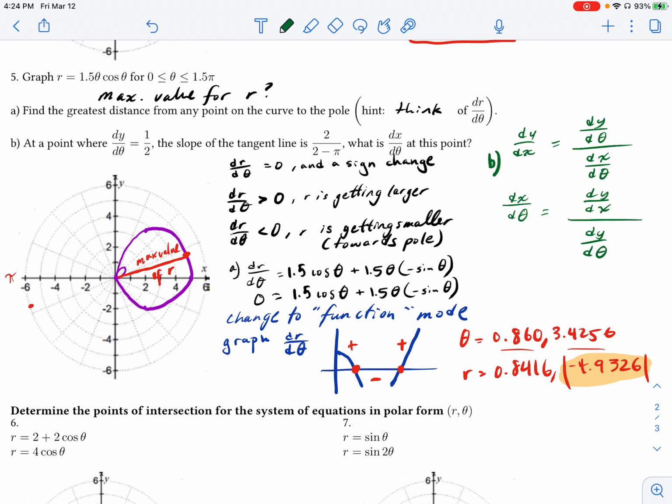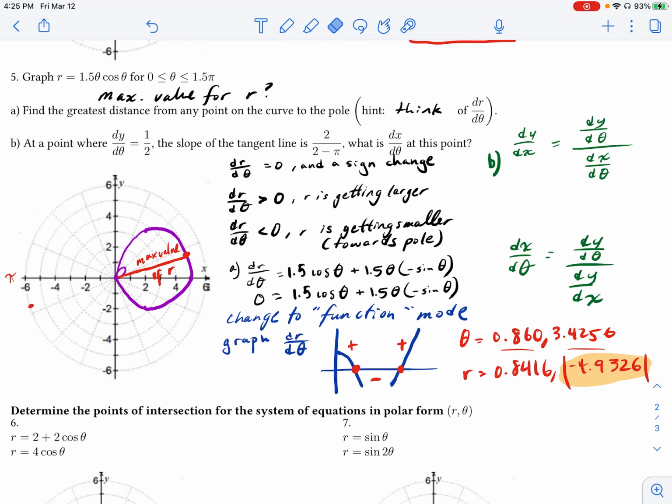Well, what is dy dx? We're told it's 2 over 2 minus pi. Okay. Oh, I think I switched these around. I apologize, class. This is what I get for rushing it. So this should be dx d theta if I multiply both sides by dx d theta. And so dx d theta should actually be dy d theta, all of that divided by dy dx.